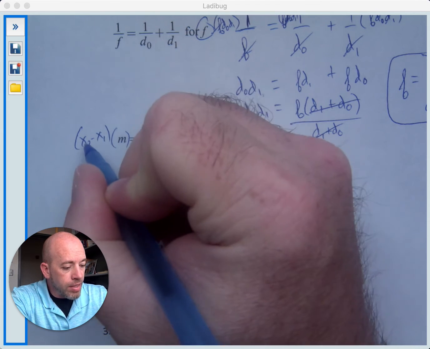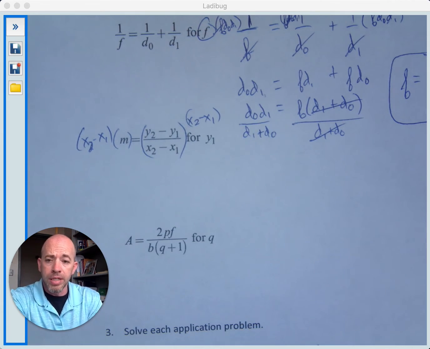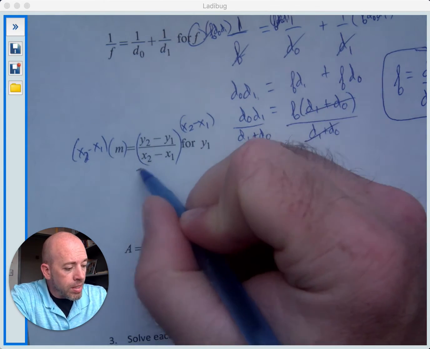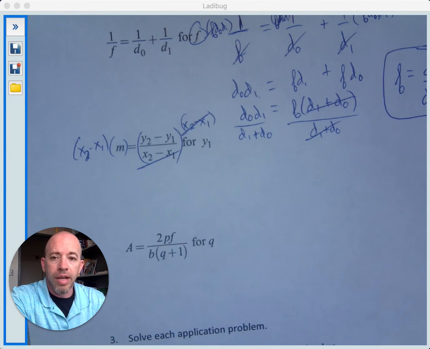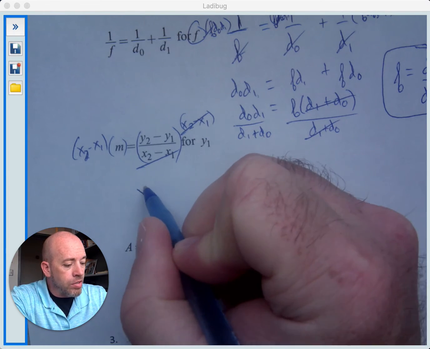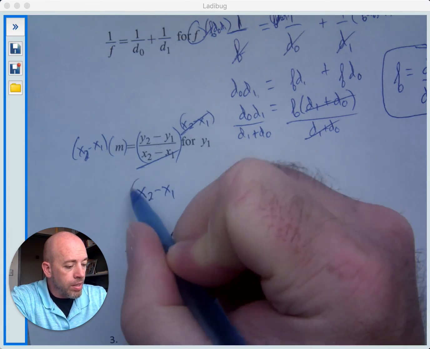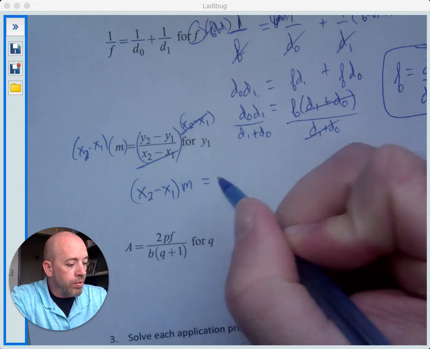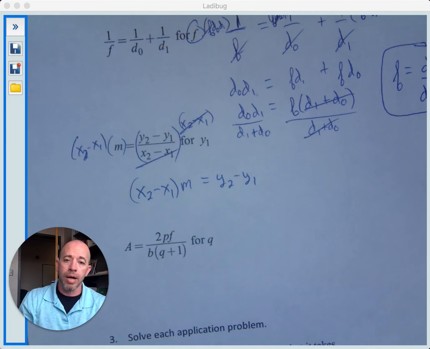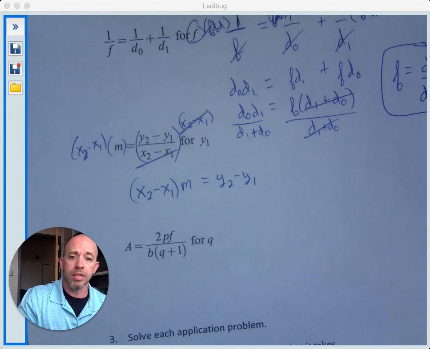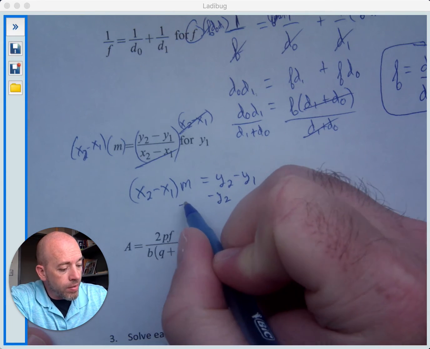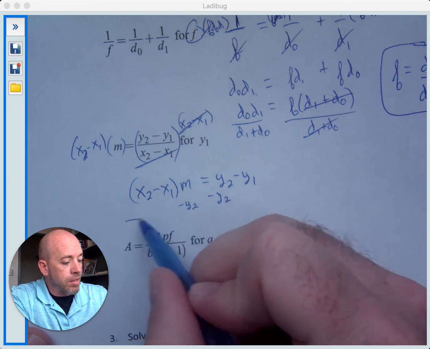You may recognize this as a formula for slope, actually, which we'll deal with later in this class. So the x sub 2 minus x sub 1 cancel out here, right? So let's rewrite the equation. Then I have x2 minus x1 times m equals y2 minus y1. We want to get y1 by itself, so I'm going to subtract the y2 from both sides.